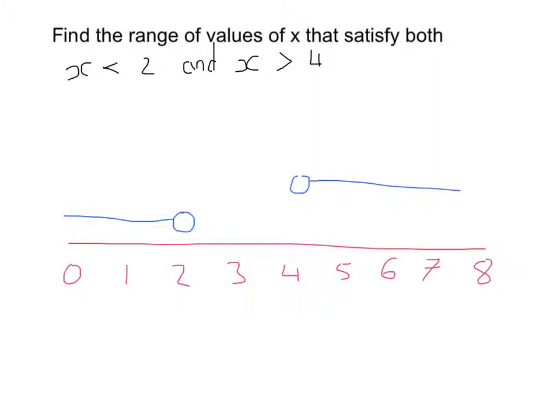And here you will see there's a gap between the two inequalities, and what this gap is telling us is that there is no value of x that satisfies both x being less than 2 and x being greater than 4. And therefore we can say to this question there are no solutions. There is no possible value of x that can satisfy x being less than 2 and x being greater than 4.